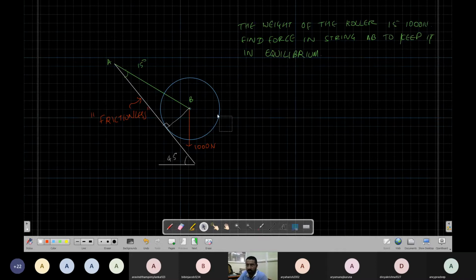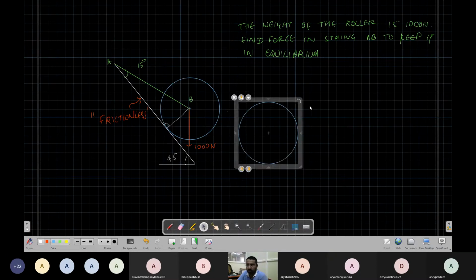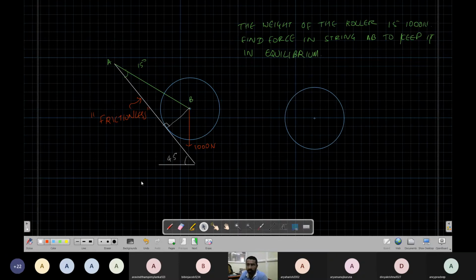So I'll just start side by side. I am freeing this body and I will draw the forces. The force 1000 is here. We need a force in the string. A string is applying some force. We can say it is pulling, or we can assume it the other way also. For the sake of it, I am just assuming it to be like this. I will call this force F_BA, the force in the string.